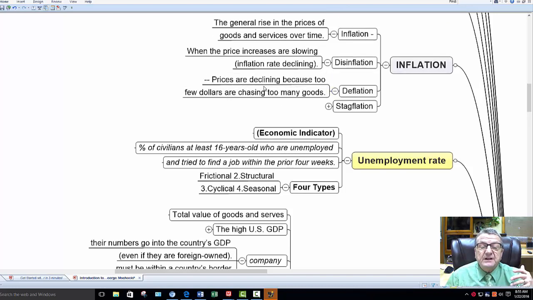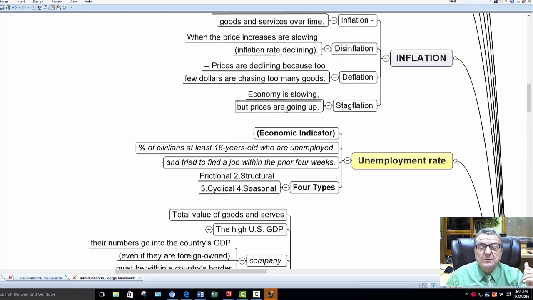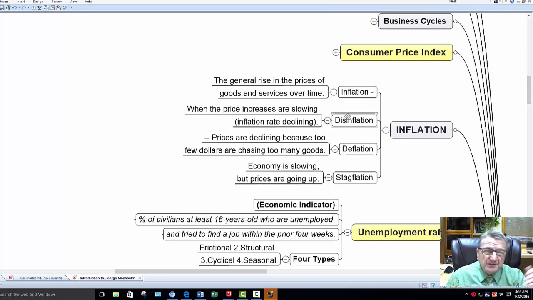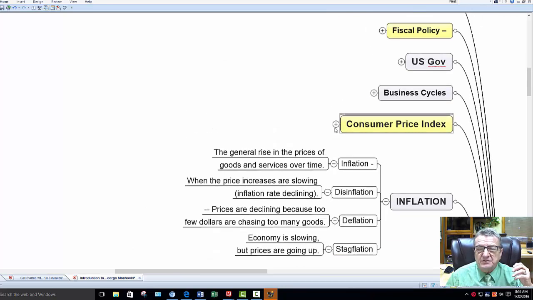Deflation, prices are declining because too few dollars are chasing too many goods. And stagflation, as the economy is slowing, but prices are going up. And we discussed this in class. I'm just giving you the basic definitions now.